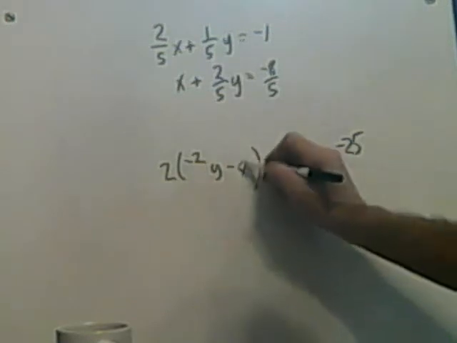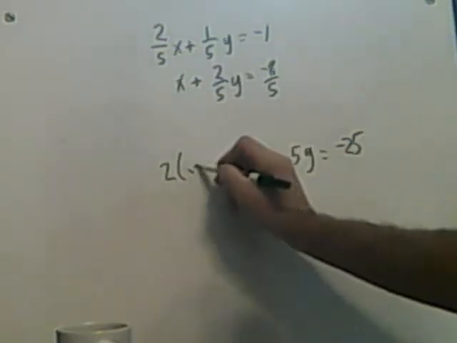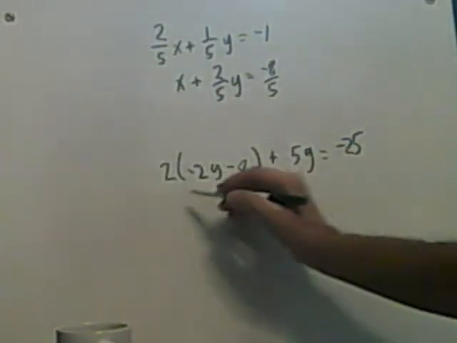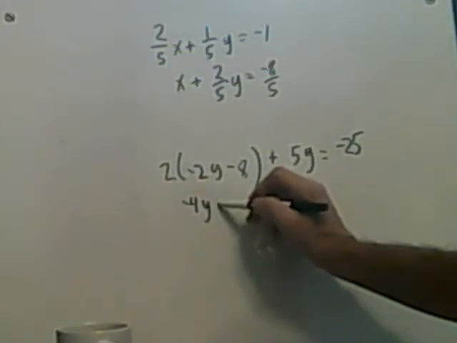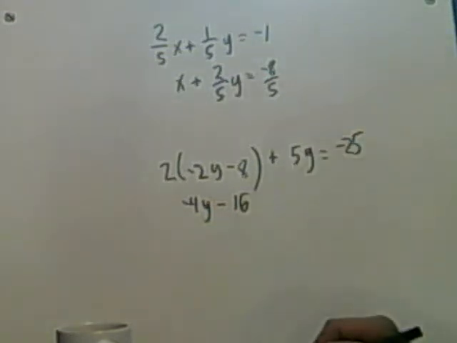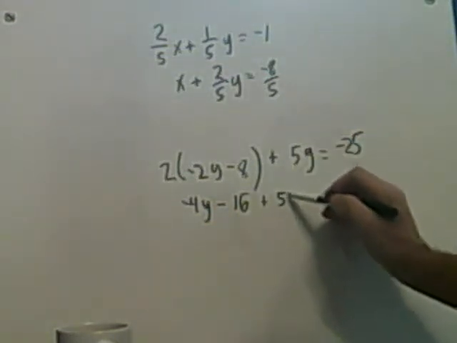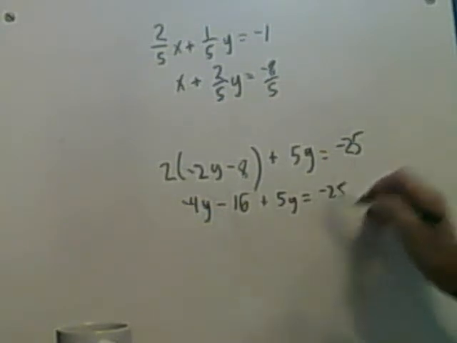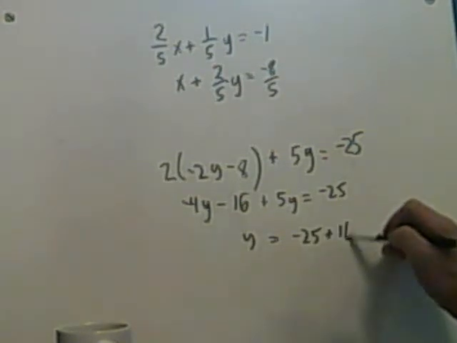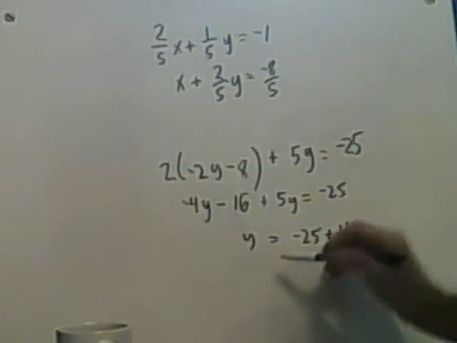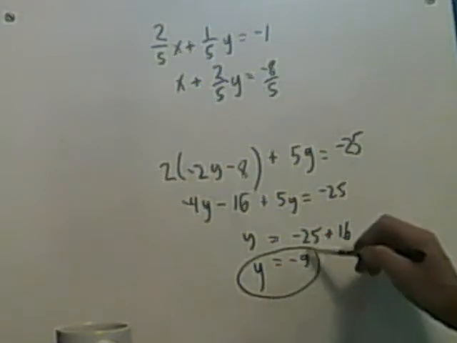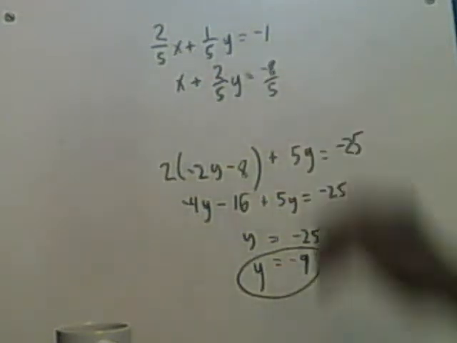These things, I'm going to rewrite them just so they look better. This is negative 2y. That's clearing out the fractions. Okay, now this is negative 4y minus 16. Okay, plus 5y is equal to negative 25. Now this is just equal to y. It's equal to negative 25 plus 16. Okay, and that's equal to negative 9. So y is equal to negative 9. Then we can plug that in up top to get x.